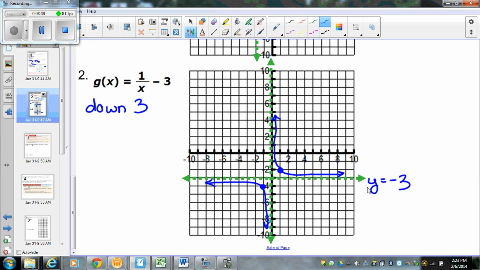I also took those 2 important points of 1, 1 and negative 1, negative 1 and slid both of those down 3 to have an important point at 1, negative 2 and negative 1, negative 4. And then using those 2, I was able to draw the 2 branches of my hyperbola. Okay, so most of the transformations we're going to do are pretty basic there.